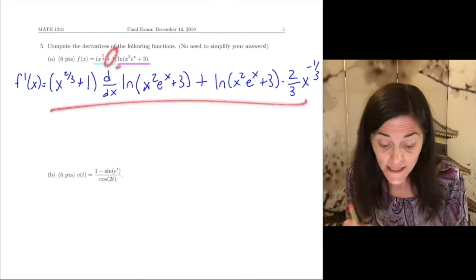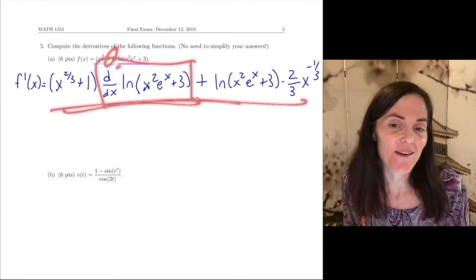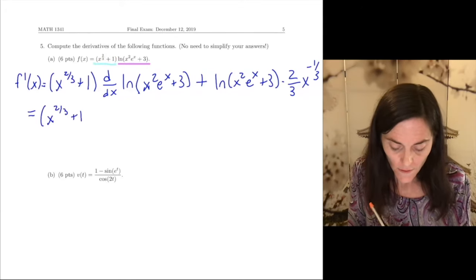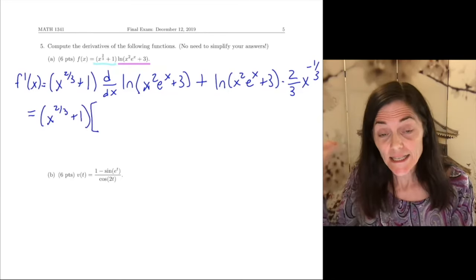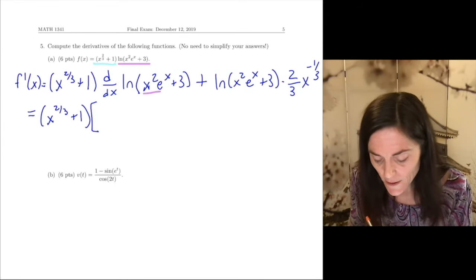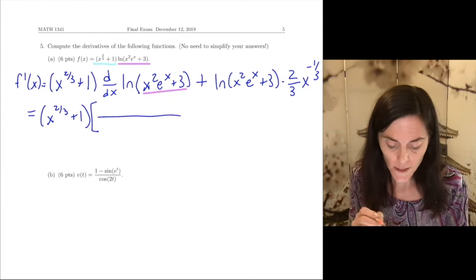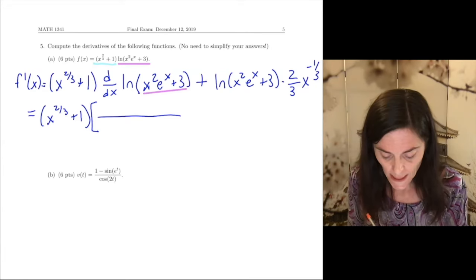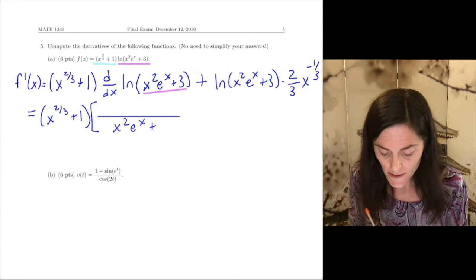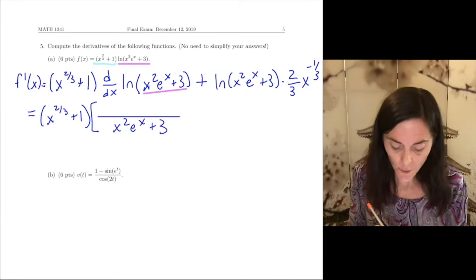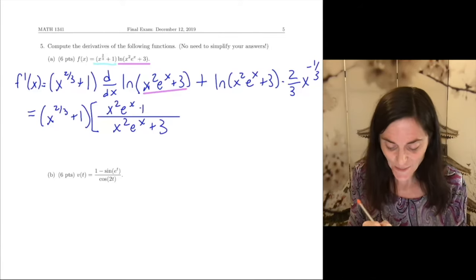Now I have the derivative, except I have this one piece left still to calculate. So I recopy. It's chain rule followed by product rule. So when I go to differentiate this part, here is my first inside function. Derivative of natural log is 1 over x, but I have this inside function, which is x squared e to the x plus 3. Then multiply by the derivative of the inside function. This is a product: first times derivative of the second plus the second times derivative of the first.